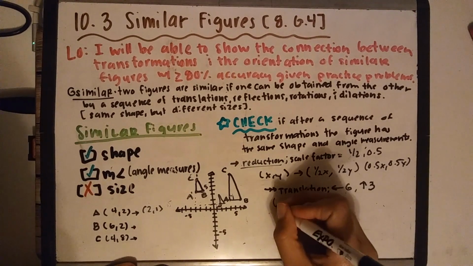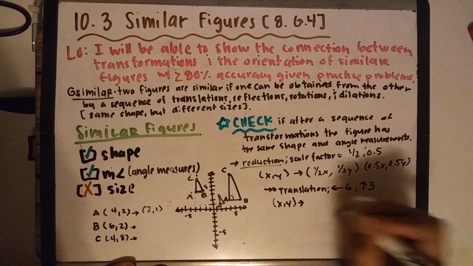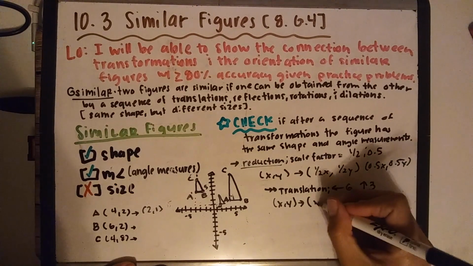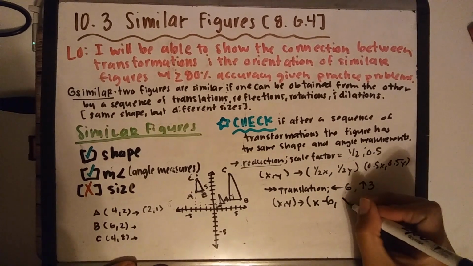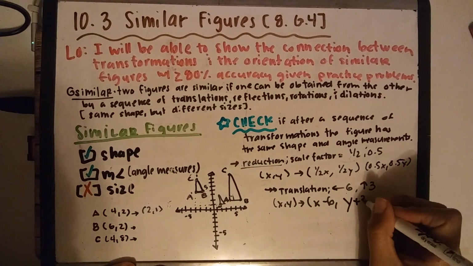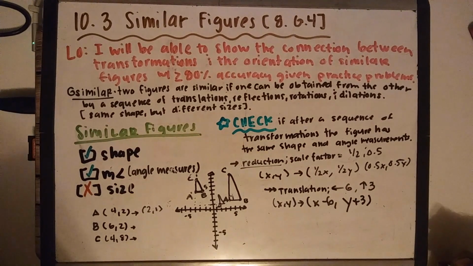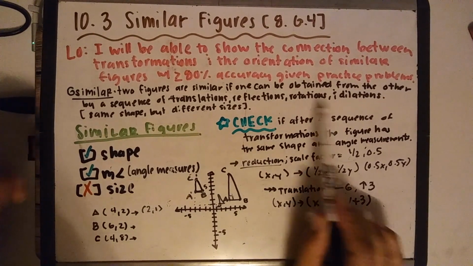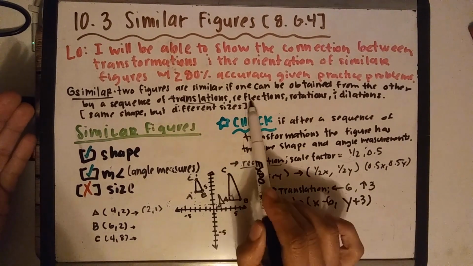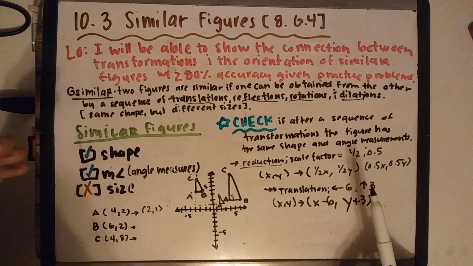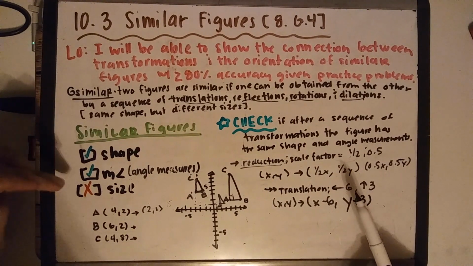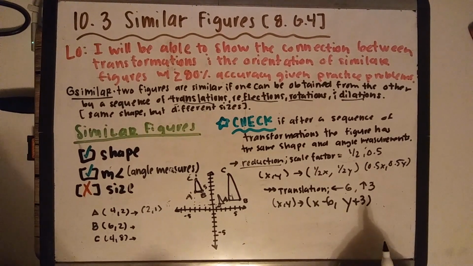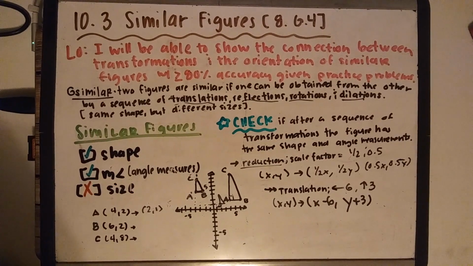So then my rule is x comma y, and then I move. This has to do with my x, so I'm going to the left, so I'm going to subtract, and then comma y plus 3 because I'm going up. So the question is, did I perform a translation? Yes. Reflection? No. Rotation? No. And dilation? Yes. So as long as I did any of those four and the shape is maintained and the angle measurements are the same, even though the size shrunk, it is a similar figure. So these two are similar figures.